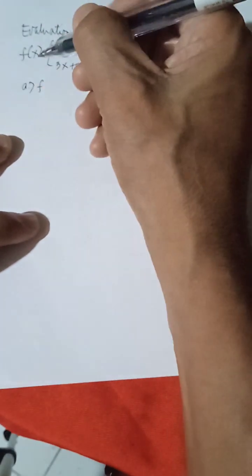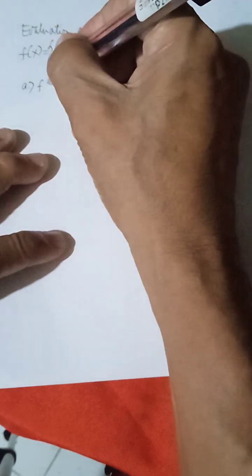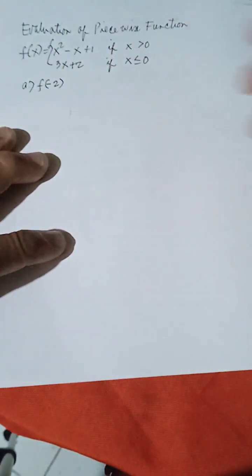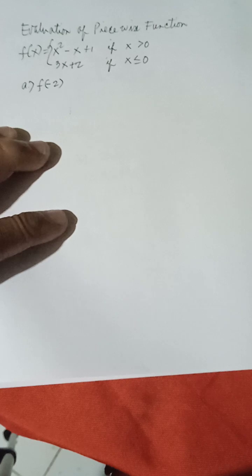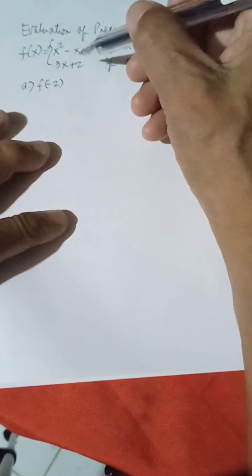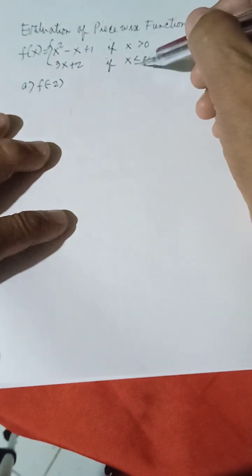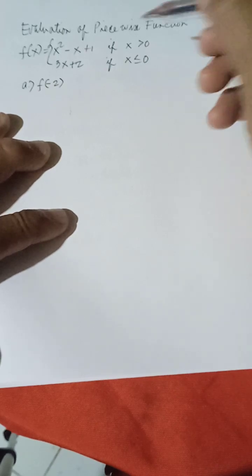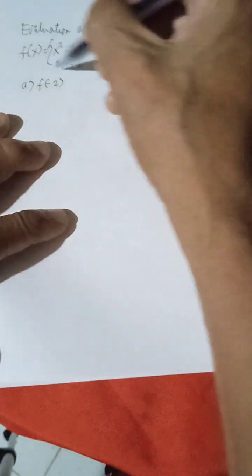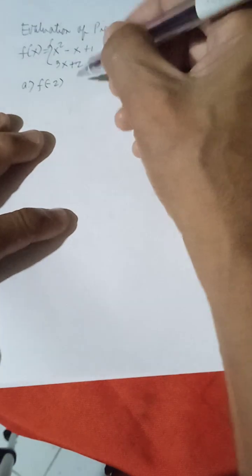So we find letter A, f of negative 2. f of negative 2 means that we are going to plug in negative 2 as our domain. But to which function in the piecewise function shall we plug in negative 2? First, negative 2 is less than 0, and therefore we will make use of this function, 3x plus 2.